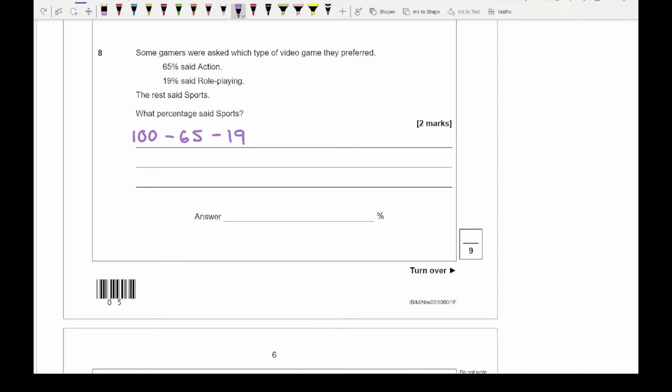Or alternately, what you could do is add 65. Let me do this in a different color. So if we do 65 plus 19, let's just quickly work that out so we make sure we get it correct. So we've got 14 and 84. So that becomes 84%. Then if I do 100, take away 84, that leaves me with 16. So the answer then is 16. And I would have got the exact same answer had I done this as well.